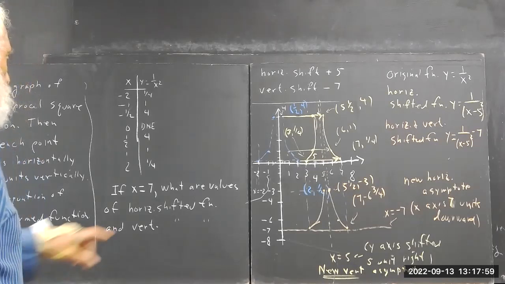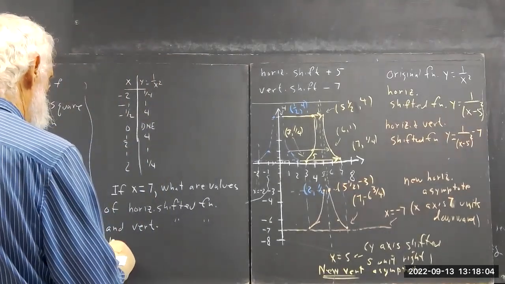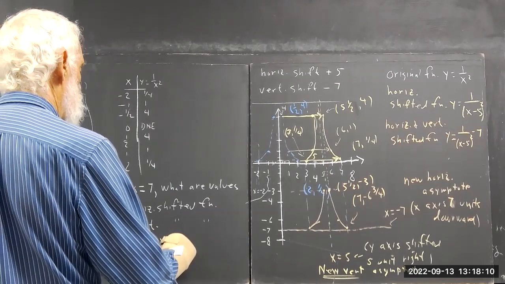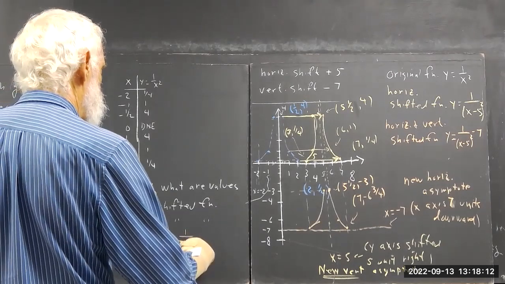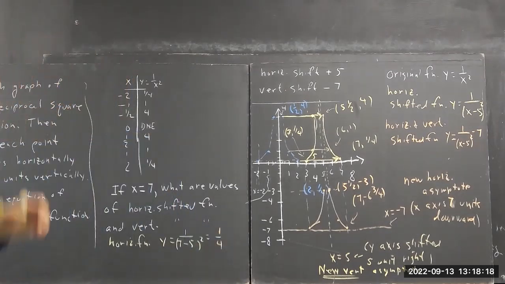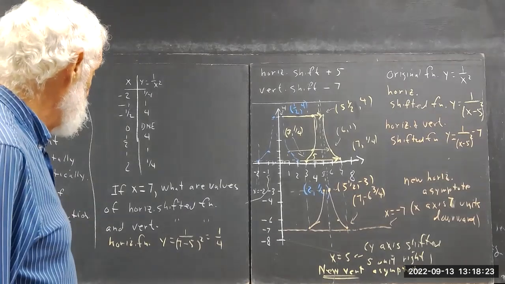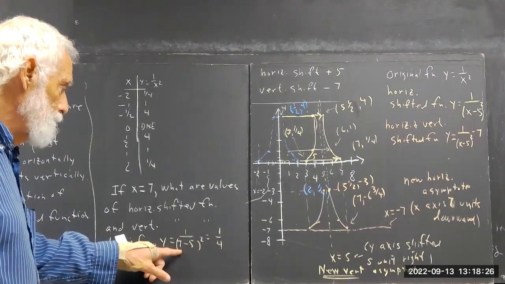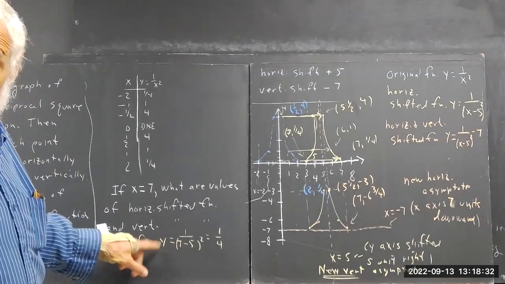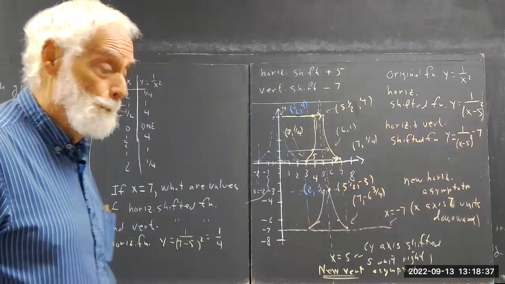Okay, so a horizontally shifted function, we get y equals 1 over 7 minus 5 squared, which is 1/4. Okay. Does that match anything on the graph? Well, this says when x equals 7, y is 1/4, right? That would imply the point 7, 1/4. X equals 7, y is 1/4. And right there it is. Okay.